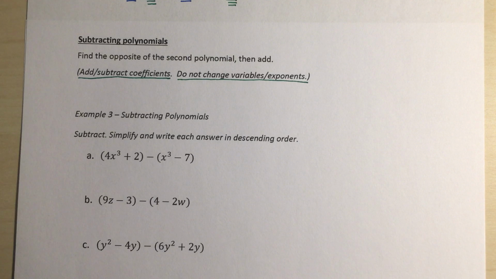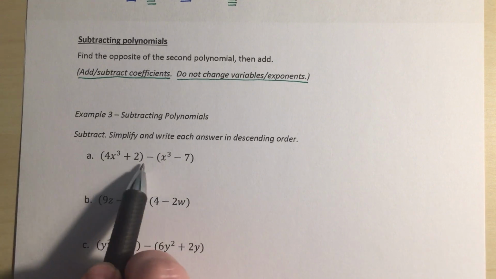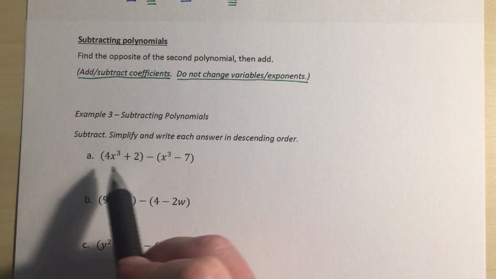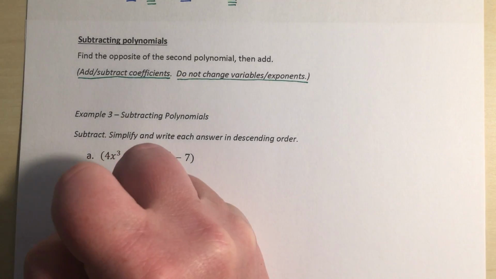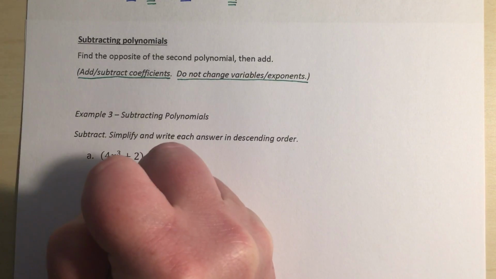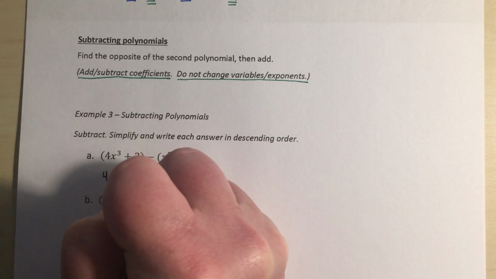So basically what we're going to do in this example is we're going to combine what we did in the previous two examples in this section. So we're asked to subtract, simplify, and write each answer in descending order. Okay, so looking at this, my first polynomial is a binomial. There's no sign out front or anything, so that's not going to change. So what I'm going to do is I'm just going to write 4x cubed plus 2.